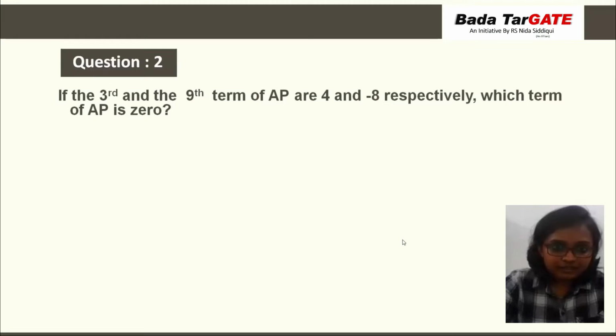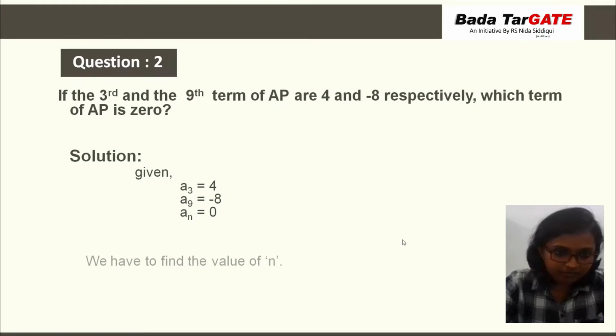So coming to question number 2. If the third and ninth terms of the AP are 4 and minus 8 respectively, which term of the AP is 0? So to know which term of the AP is 0, we should know the value of N for which An will be 0. So from the question, it is given that A3 is equal to 4, A9 is equal to minus 8, and An is equal to 0. We have to find the value of N.